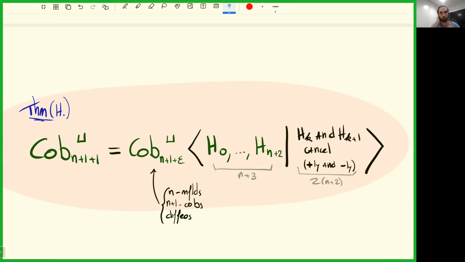Not a big deal. So just curious, I don't even know that this is a good question, but with Khovanov homology, could you kind of analyze it with this framework?